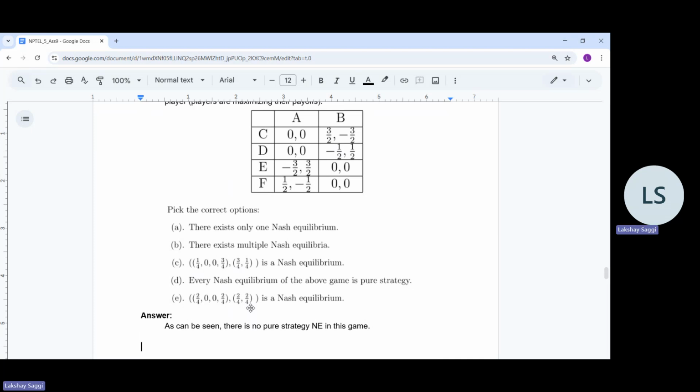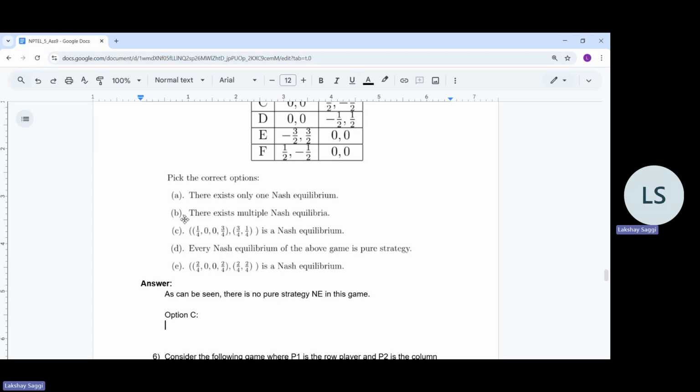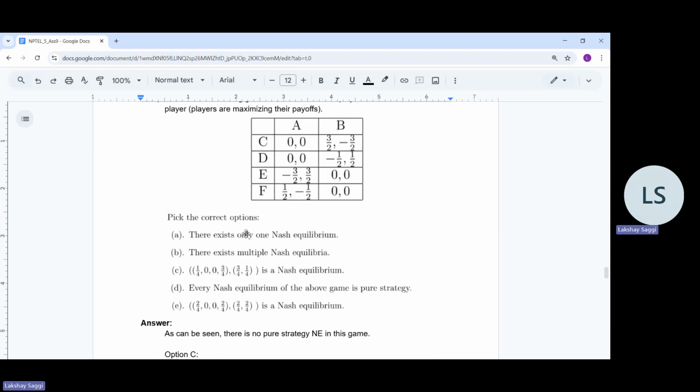And maybe what we can do is try options. Some options are already being given to us, like option C, which says whether this is a Nash equilibrium or not. So we can just check whether this option forms a Nash equilibrium or not. And similarly for this E option, we'll do the same. And from these, maybe we can answer the other options also.